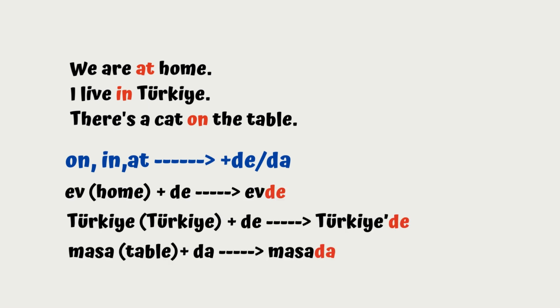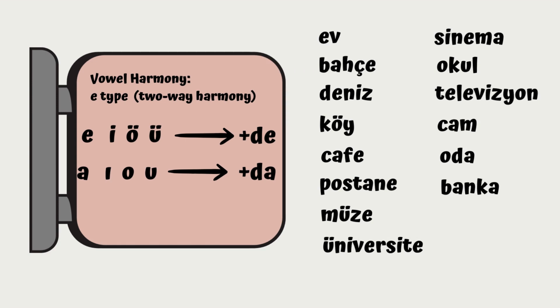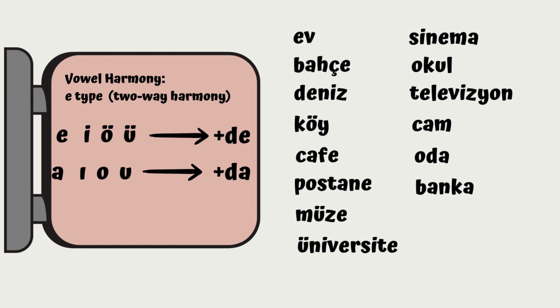So ev, de. Türkiye, de. Masa, da. So we apply vowel harmony rules. Let's remember we talked about this in the last episode. So if the final vowel is one of the first group, e, i, ö, or ü, you're gonna put de at the end of the word. And if the final vowel is one of these from the second group, a, ı, o, or u, you're gonna put da at the end of the word.